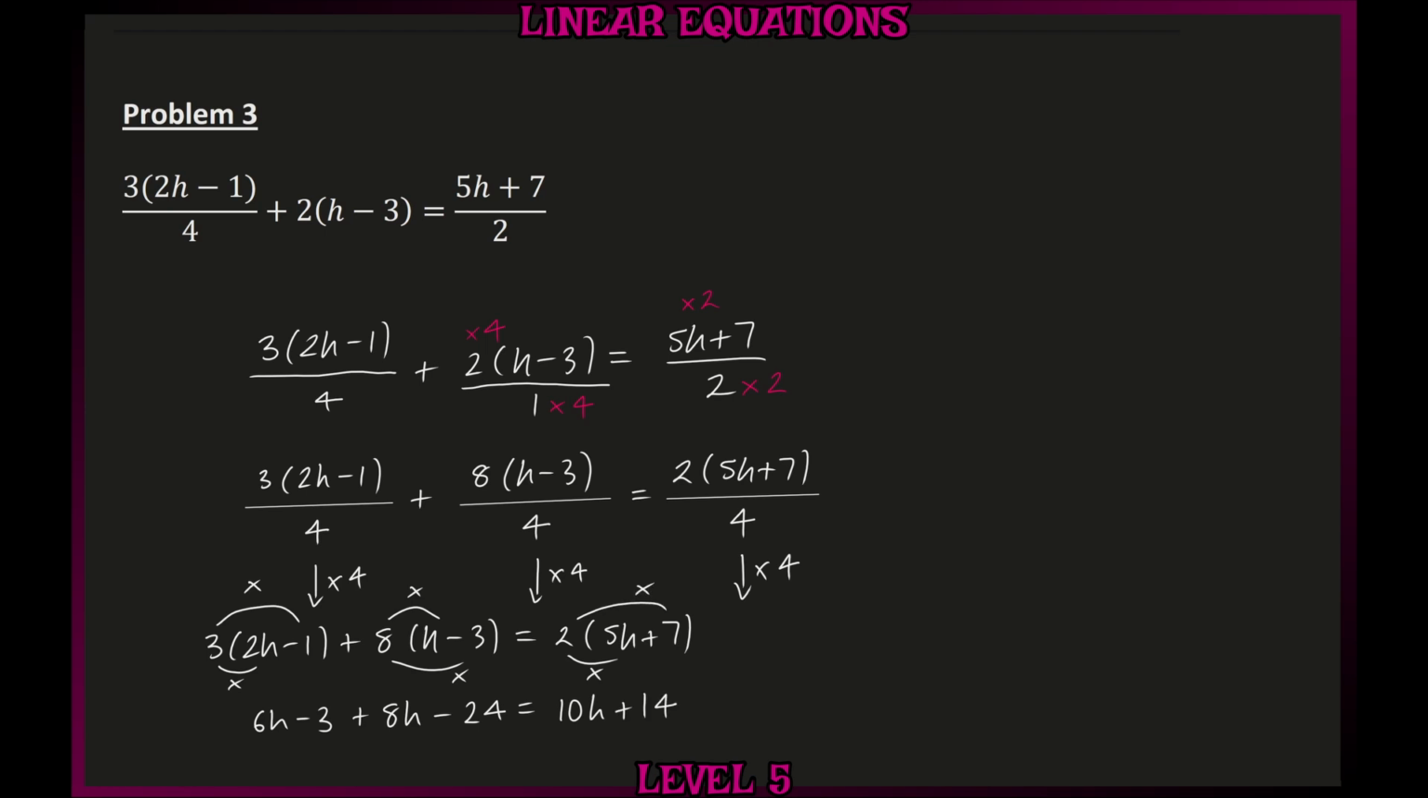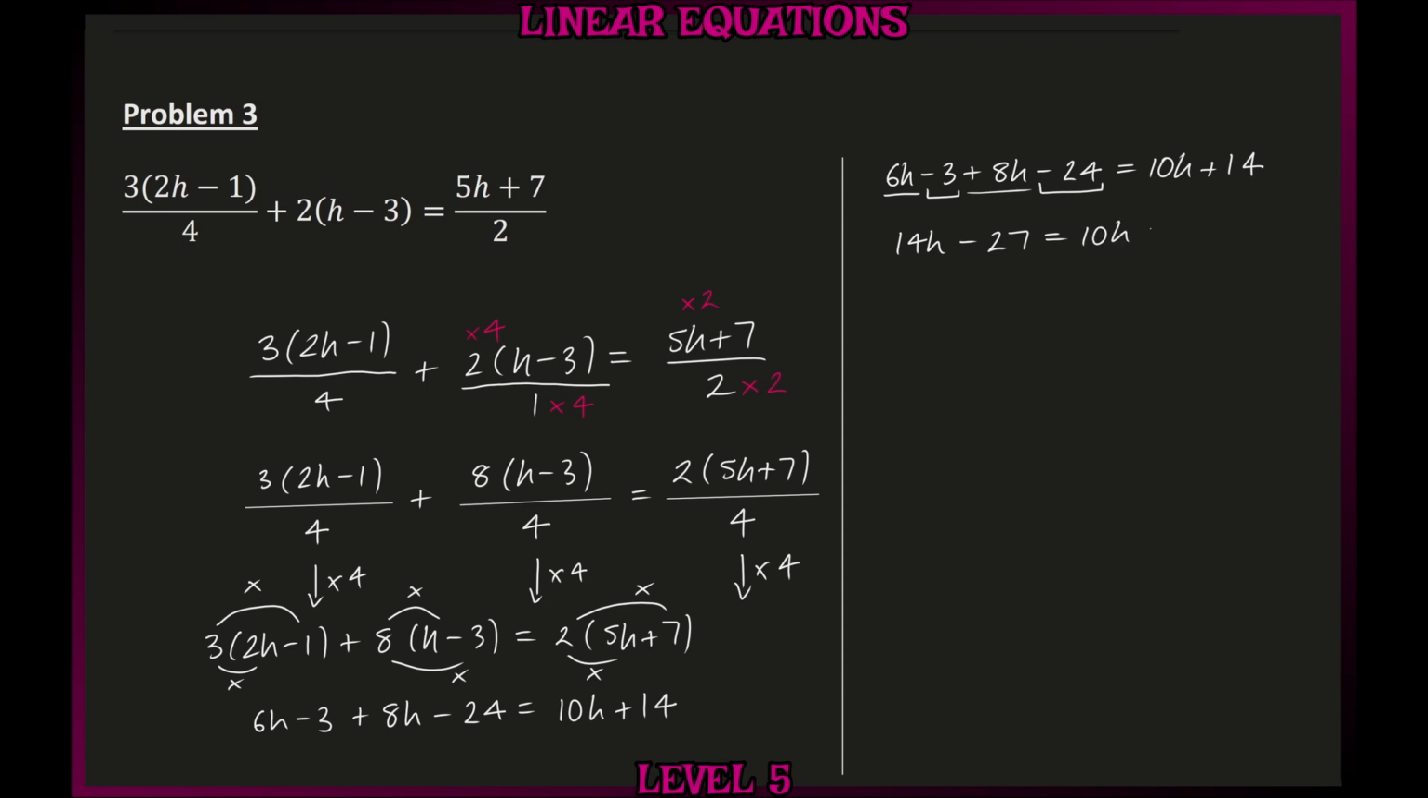Now on the left hand side, we can simplify by collecting the like terms together. So 6h plus 8h gives us 14h, minus 3 minus 24 is minus 27. And on the right, we still have 10h plus 14. Now we have unknowns on both sides of this equation, so we're going to keep them on the side where we start with the most, which is the left.